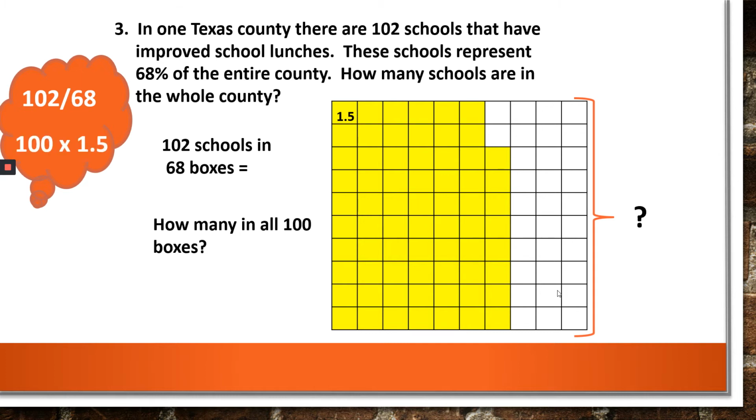Well, that is 1 5/10 times 100, which will give us, I'm listening. What do you think? 150 schools. 150 schools. Very good.